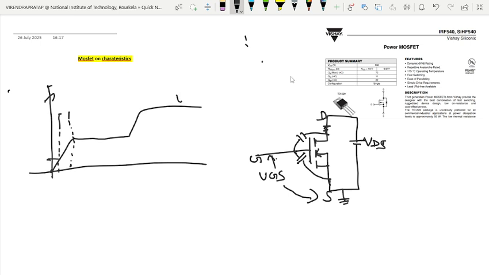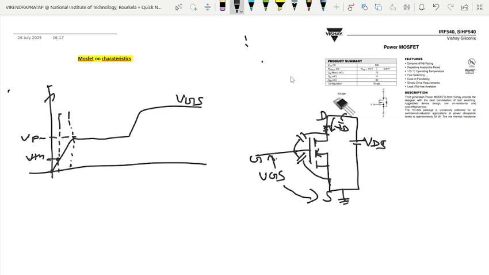Basically, this is the VGS voltage. This is the plateau. This is the threshold voltage. Suppose that when we are applying the gate to source voltage here, when this voltage crosses the threshold voltage, then drain current, suppose that this is ID, will start to turn on.